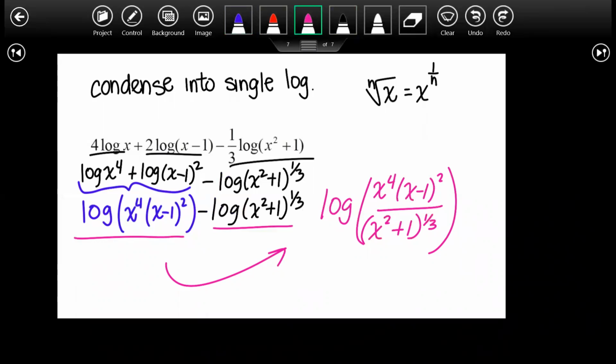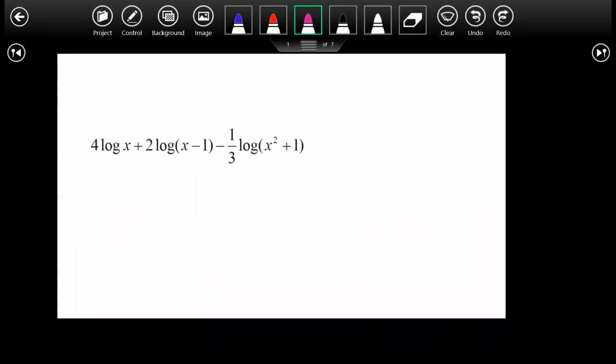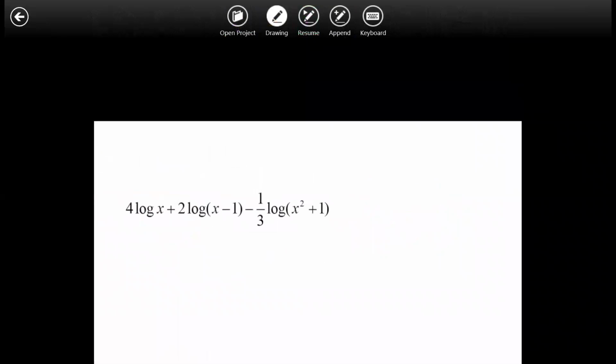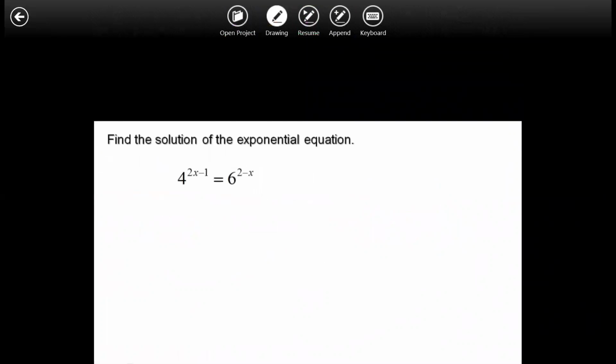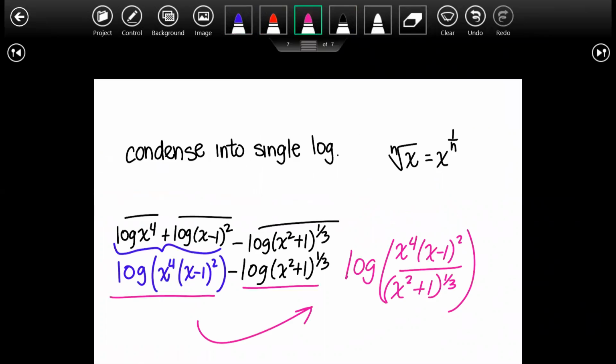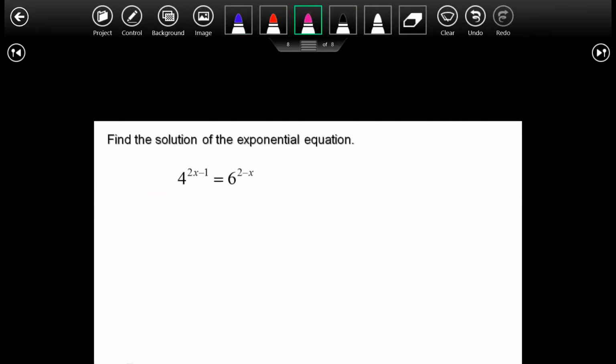Good? Can I move on? So I'm just trying to cover as much as I can with you guys. Find the solution of the exponential. Really good question to go over. Really good question to practice.